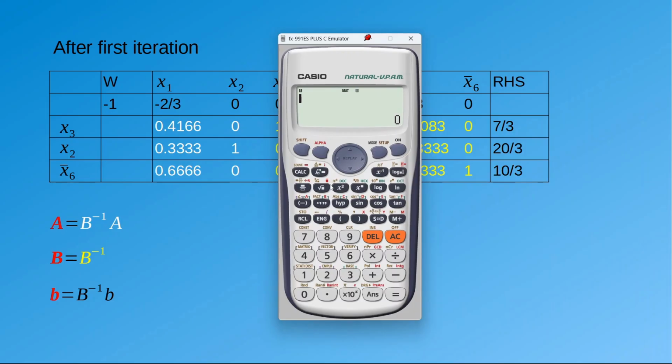So let's calculate it. Shift 4, 4, inverse into Shift 4, 5, and there we have it. So the first entry is 7 by 3, it's 7 by 3 here. The next entry is 20 by 3 and the third entry is 10 by 3.